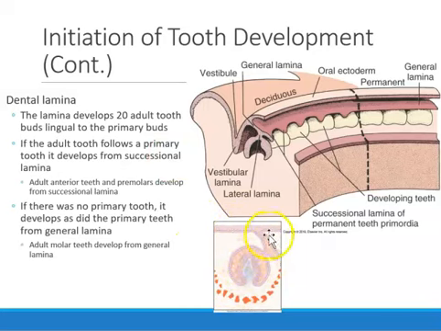In the successional lamina, your adult teeth will come out. There are going to be 20 adult tooth buds just behind the primary tooth buds. So this is your baby tooth, and right behind it, the adult tooth comes out. But remember, the adult tooth will only come out for the premolars, canines, and incisors. For the molars, there's no successional lamina. They come out on their own from the general lamina. From the dental lamina, they make the successional lamina, and that's where the permanent adult teeth are made.